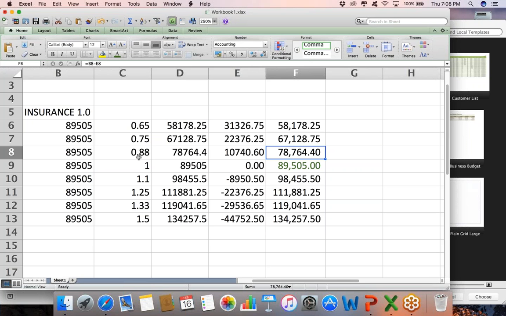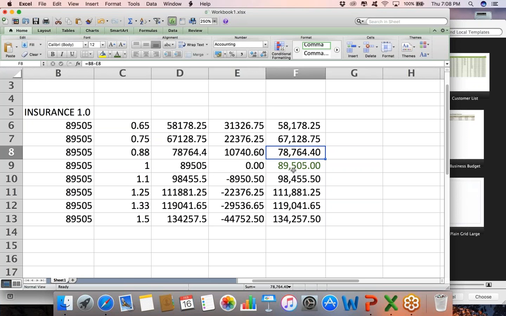And then if your EMR is a 0.88, if your premium is supposed to be 89,505, you're going to multiply it times 0.88 because you're only paying 88% of that 100 premium because of the safety record. So your premium is going down by almost $11,000. And then the same thing, going down by almost another $11,000 to get down to 0.75. And again, about another $9,000 to get down to 0.65.